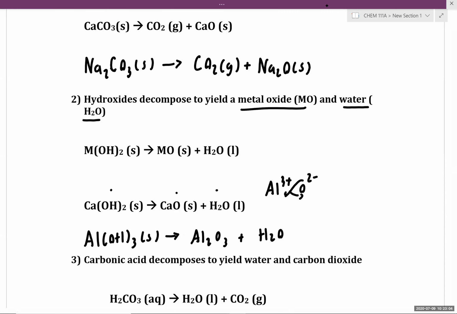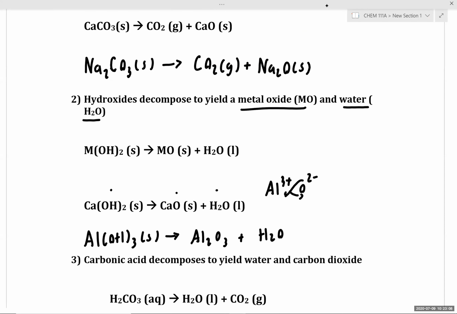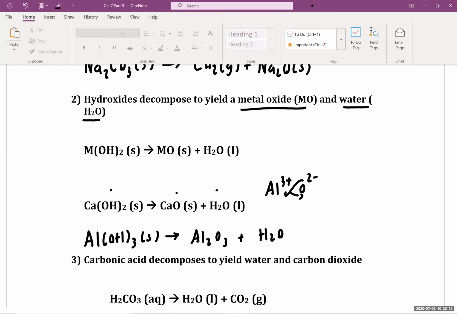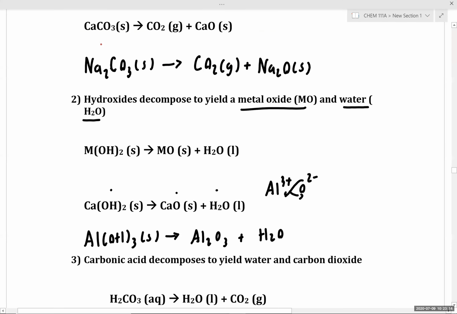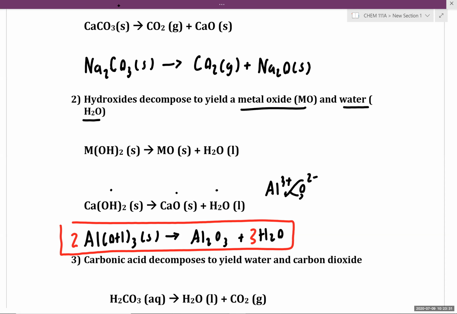So for this equation, we're just going to need to balance it really quickly by adjusting some of the coefficients. It's nothing that we can't do. So let's just quickly adjust our coefficients. So 2 and 3. So this is another example of the decomposition of a metal hydroxide to yield a metal oxide and water.